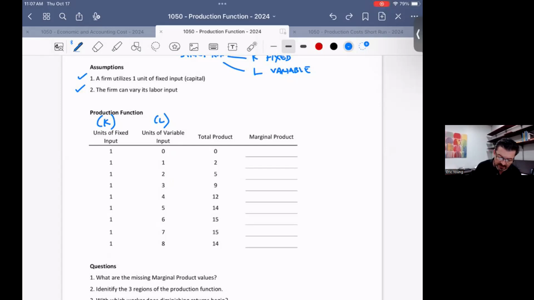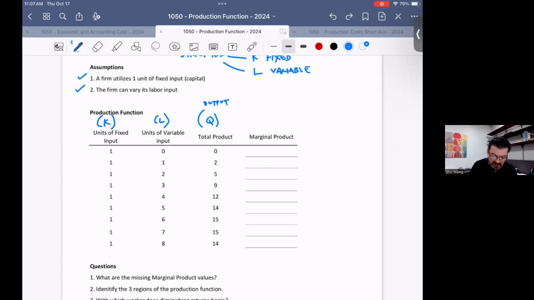Okay. And then finally, we have this one here. This is total product. This is basically our Q. So total product, that's our output. So we see that we're combining capital plus labor to make output. We're combining our pizza plant plus our workers to make pizzas. And you can see the relationship right here. Notice we have 0 workers hired, 0 pizzas. Well, that makes sense. If nobody comes in, we're not going to have any pizzas.